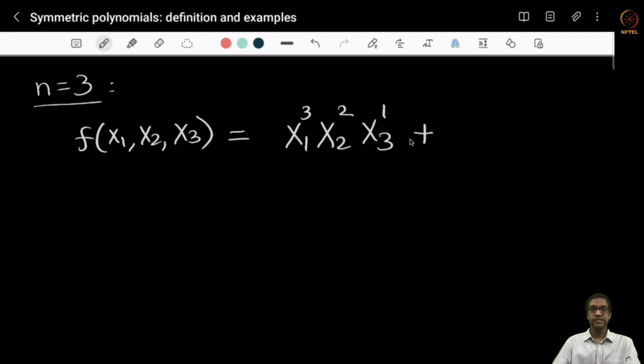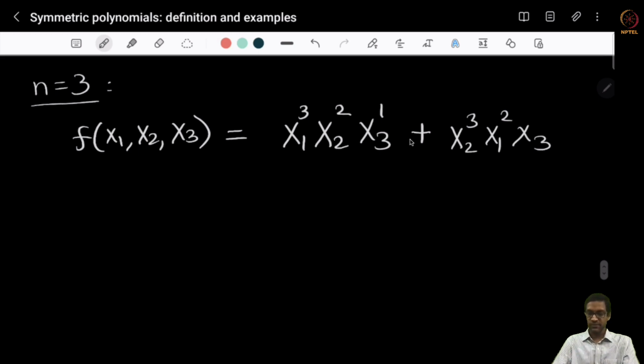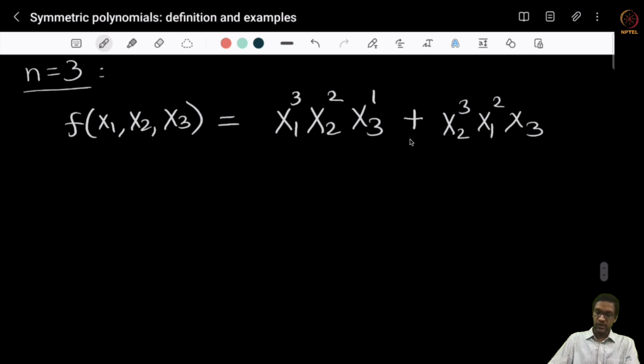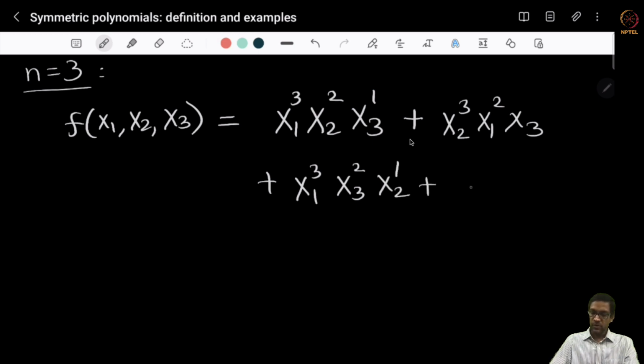As it stands, this is not symmetric, but let me make it symmetric. Well, what will I do? Let me first interchange x1 and x2. Instead of x1 cube x2 square x3, I have x2 cube x1 square x3. You can of course rewrite it as x1 square x2 cubed x3. And plus what else can I do? How else can I interchange my variables? I have three variables. Now I will keep one in its place and interchange the other two variables, x3 square, x2 power 1. Or I leave 2 in its place, x2 square, and I interchange 1 and 3.